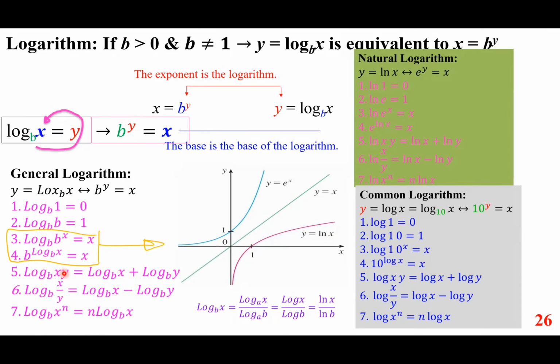This is the product rule. Log xy is log x plus log y, same base, b. Log of x over y is log x minus log y. All of them same base, b. This is the quotient rule. And this one is the power rule, when the exponent becomes the coefficient. When the base is e, we call it natural log, and we use ln instead of log. When the base is 10, we just don't write the base and we use log. And obviously, this is the change of base formula.